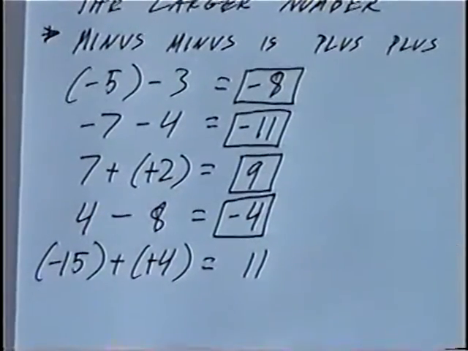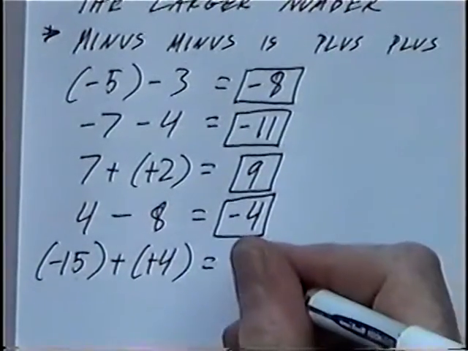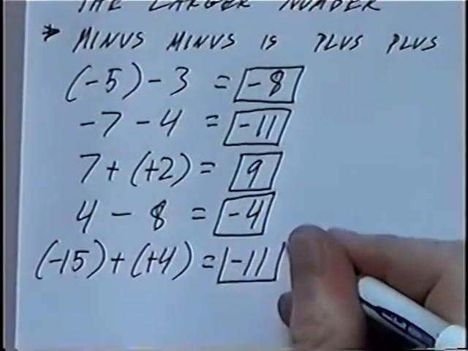would be 11. And always remember, look at your bigger number. In this case, 15 is the bigger number. The sign in front, negative, goes with the answer. Negative 11.